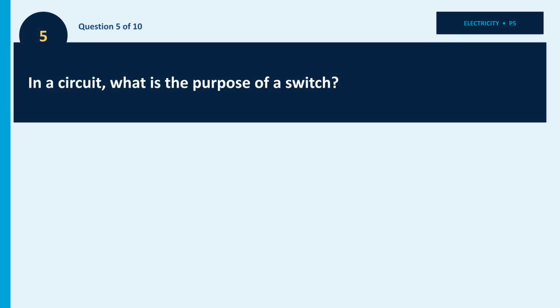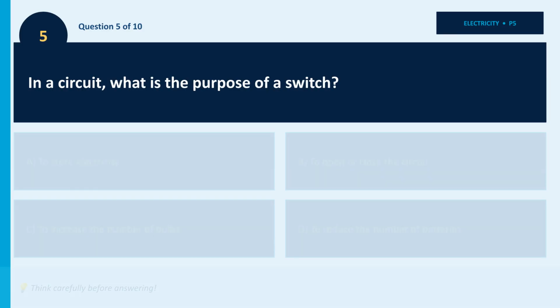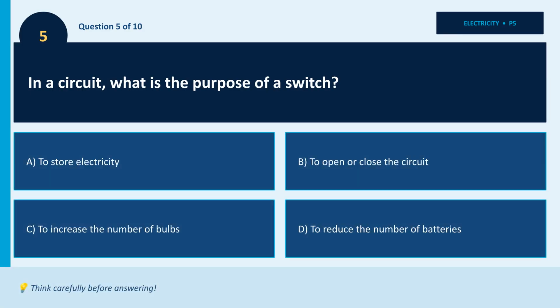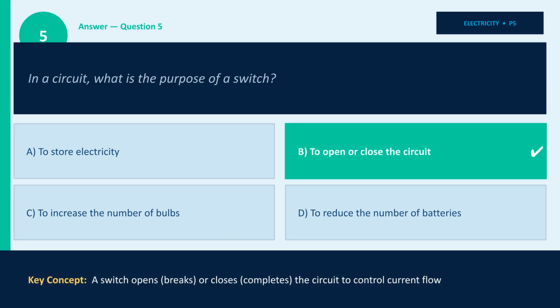Question 5. In a circuit, what is the purpose of a switch? Focus on how a switch controls the flow of current. The answer is B. A switch is used to open or break and close or complete the circuit to control current flow.